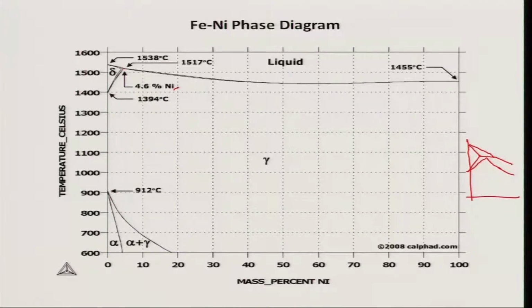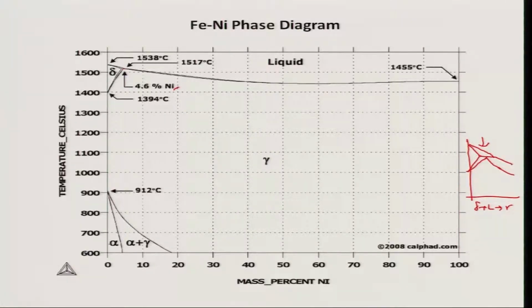Okay, so this is what I am talking about. This is a peritectic reaction existing at that temperature. This is nothing but delta plus liquid giving gamma, same as the iron carbon phase diagram, but it is very clear. Another important thing in the iron nickel phase diagram is that the gamma phase, which is the FCC iron nickel solution, exists over a large composition range.